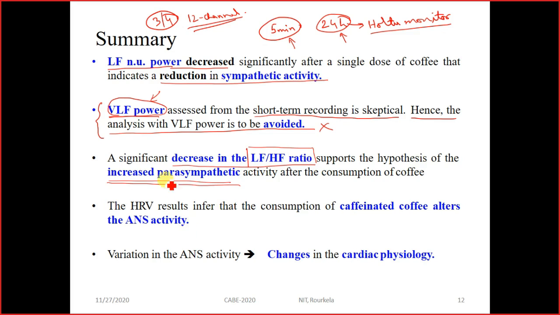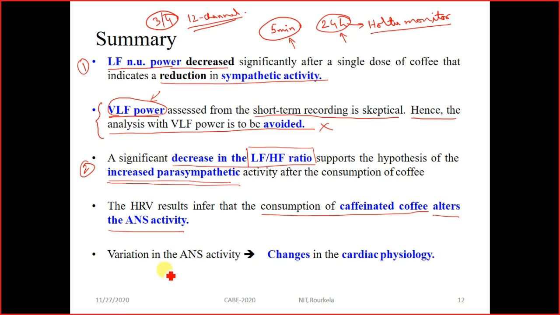So from these 1 and 2 parameters, LF nu power and the LF by HF ratio analysis, we can say that there is a significant alteration in the ANS activity after we consume the caffeinated coffee.